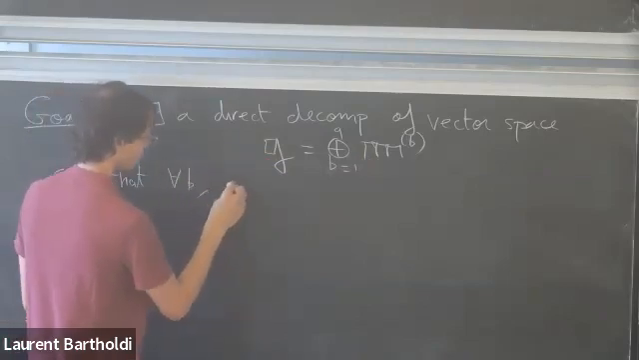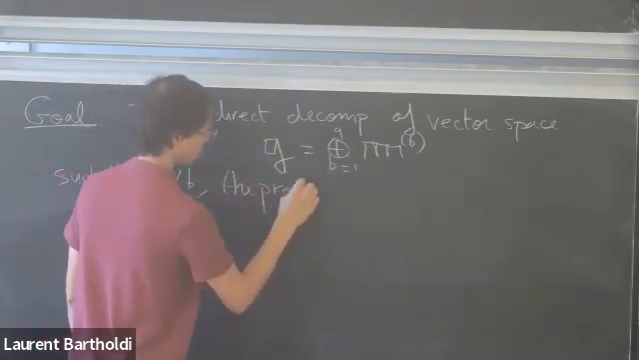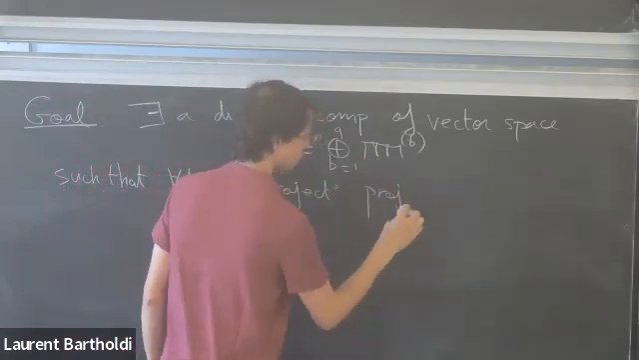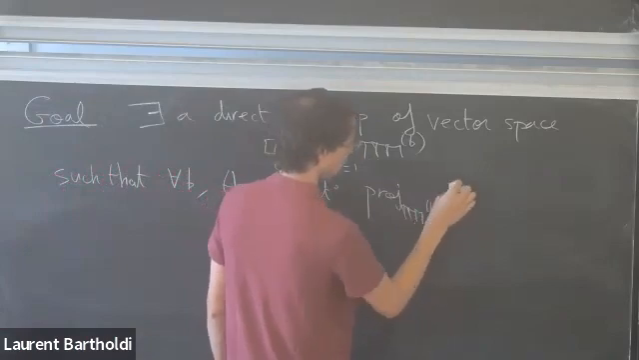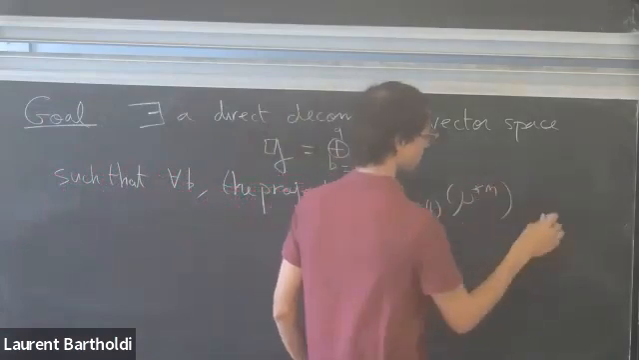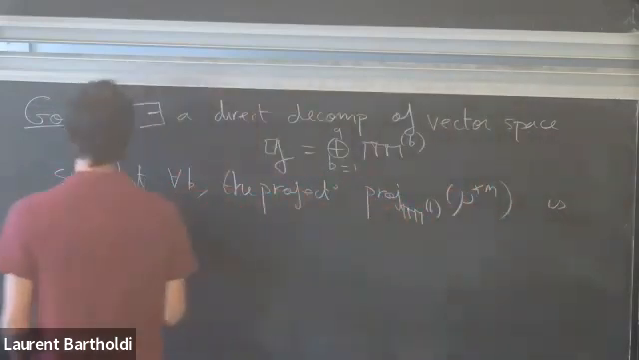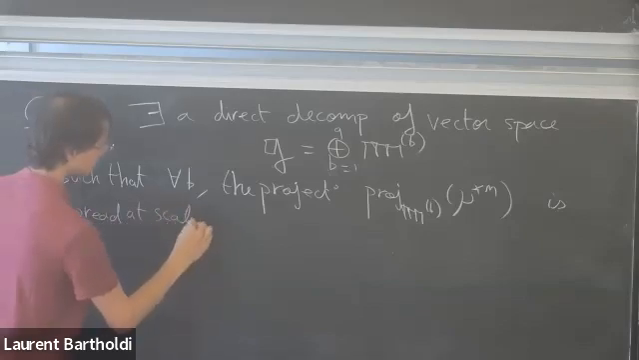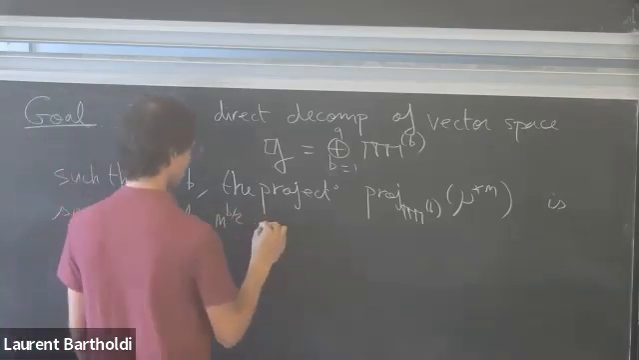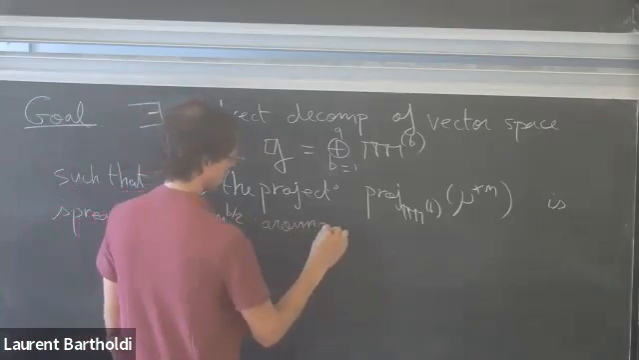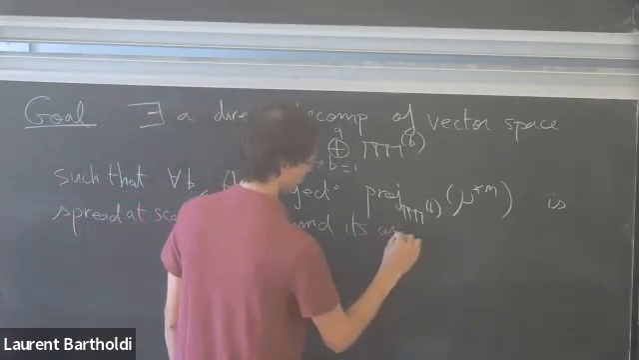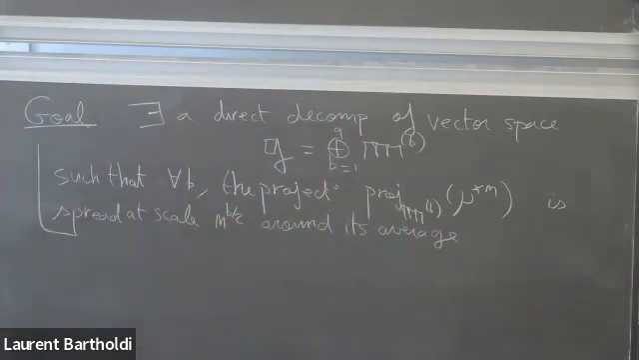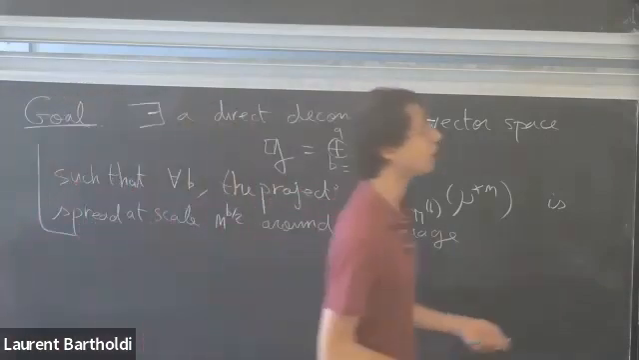So for all p, the projection onto Mp of mu n is spread at scale n to the p over 2 around its average. So this corresponds to what we observe in the Heisenberg case.